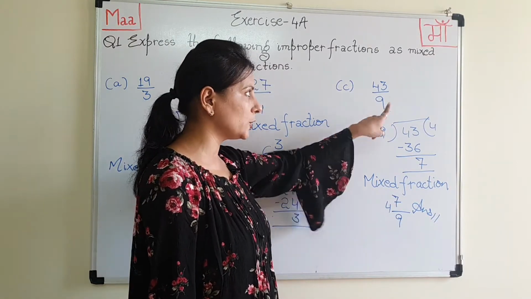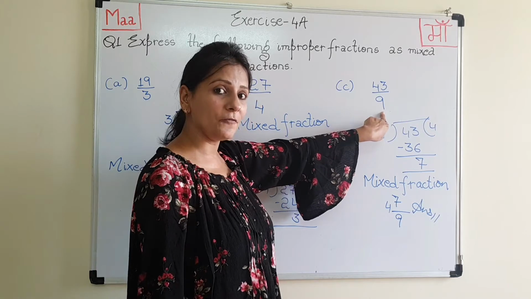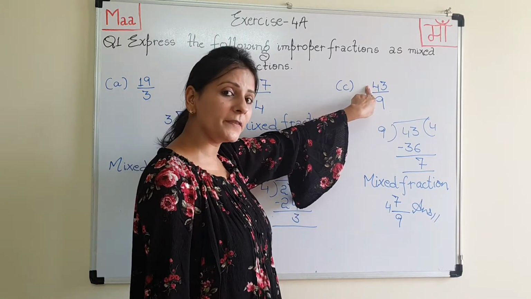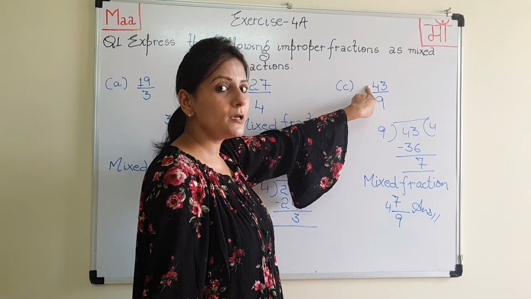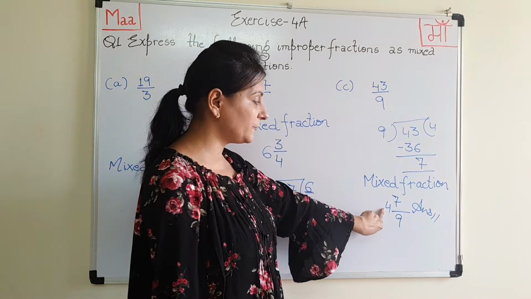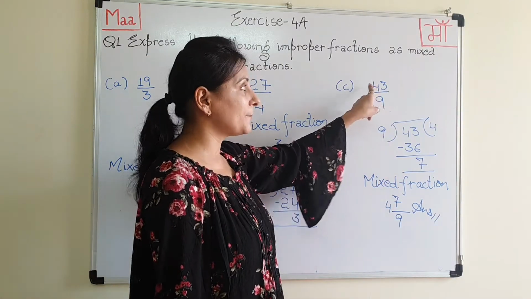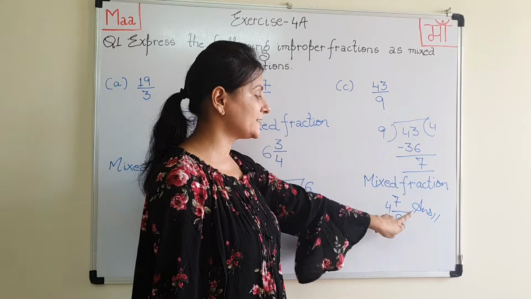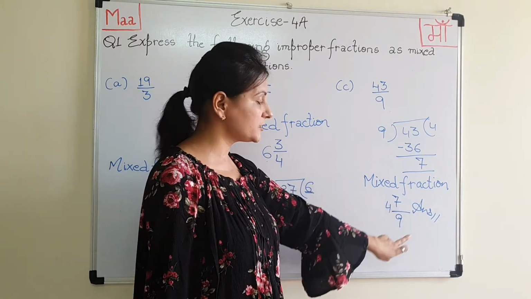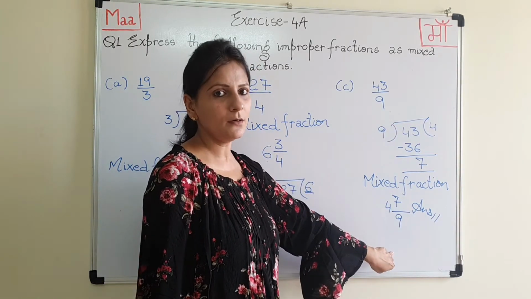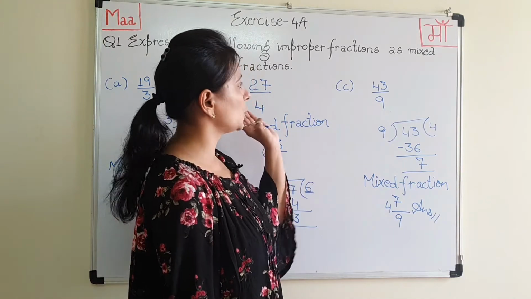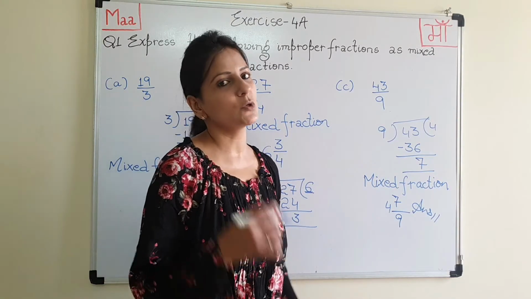This you can do directly also, as I have told you. In the table of 9, you have to search the number smaller than 43. So it will be 36, 4 times. So that 4 will come in the center. Then subtract 43 and 36, you will get 7. That 7 will come in the numerator and the denominator will remain the same. So this was your part A, B and C. So let's move on to the next part.